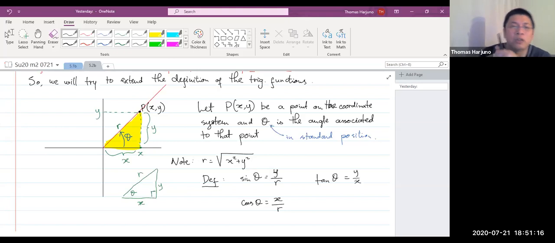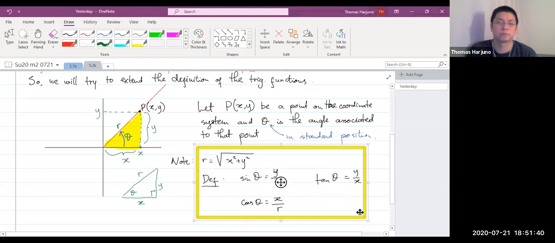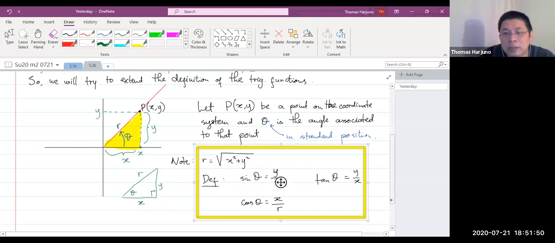Now we will define our sine, cosine, tangent in the coordinate system using these formulas here. Let me box it. You need to memorize that.